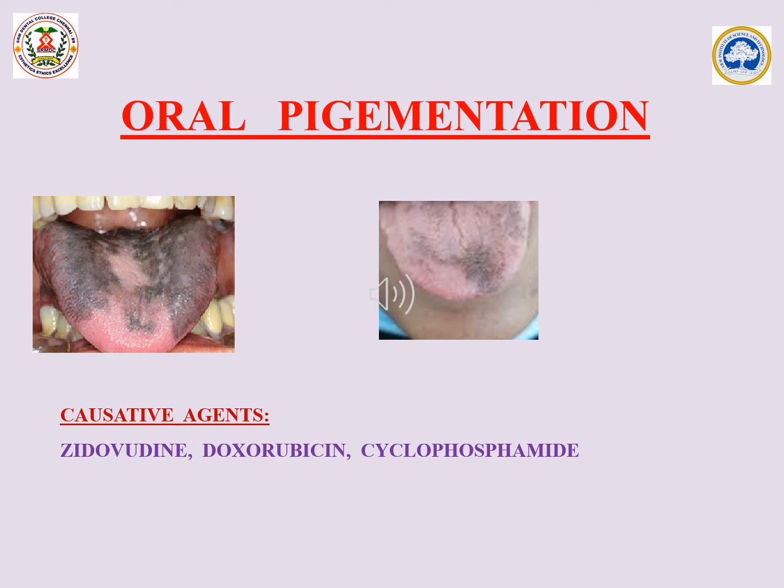This slide shows oral pigmentation. The usage of antiretroviral drugs like zidovudine and anti-cancer antibiotic like doxorubicin and one more anti-cancer drug like cyclophosphamide can cause oral pigmentation as an adverse drug reaction.